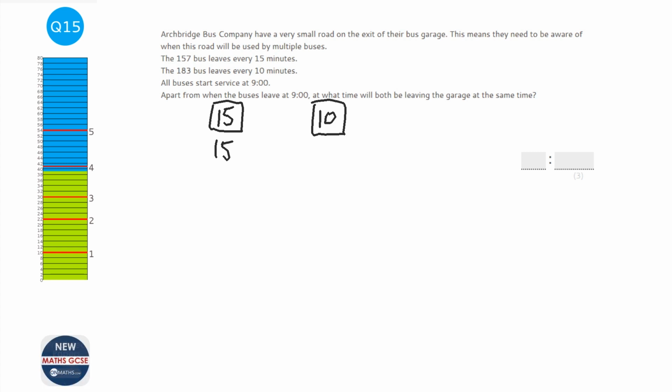So if I just write out a few of the 15 times table and a few of the 10 times table, you can clearly see that 30 is the lowest common multiple. Now it says that the buses start at 9 o'clock. So 30 minutes after that will be 9:30.